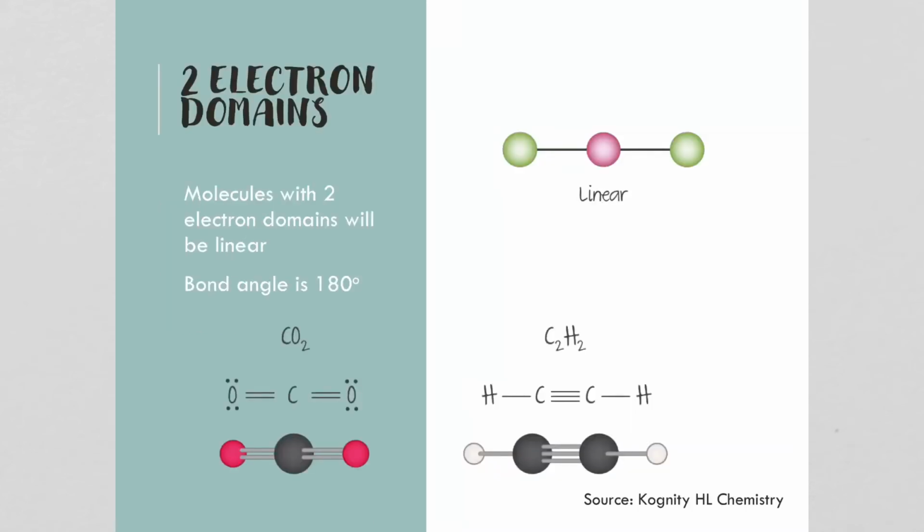If there are two electron domains, those molecules will be linear. Their bond angle will be 180 degrees because those electron pairs will have repelled each other as far apart as they can be. So that would be 180 degrees between each of the bonding pairs. So it's a linear molecule. Two examples of linear molecules would be carbon dioxide, this one right here, and this is ethyne. You'll learn about that in organic chemistry. Again, two electron domains, so it's a linear molecule.